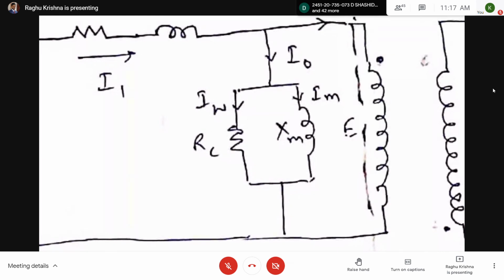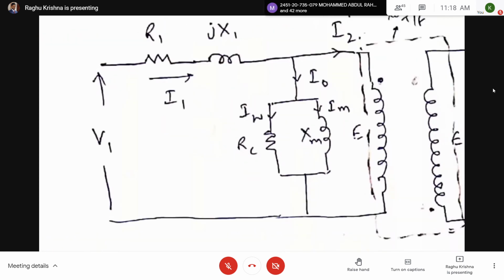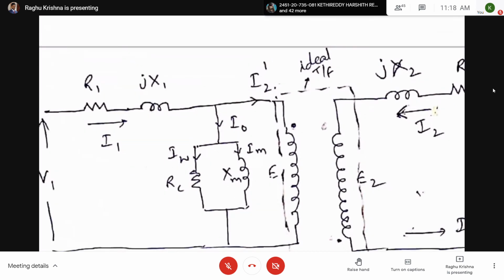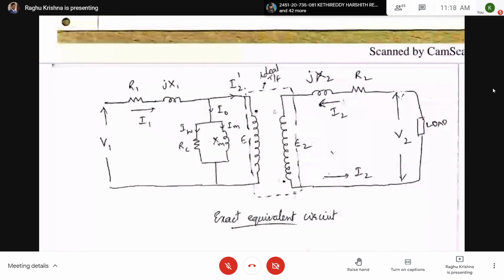Zero magnetizing current. For an ideal transformer, the magnetizing current will be zero. But for a practical transformer, you require a magnetizing current. So IM is the magnetizing current. Under no load also, you require some current I0, which is equal to IW plus IM. In the middle, you have the ideal transformer. If you consider all the four terms, you get a practical transformer. This is the equivalent circuit of a practical transformer.